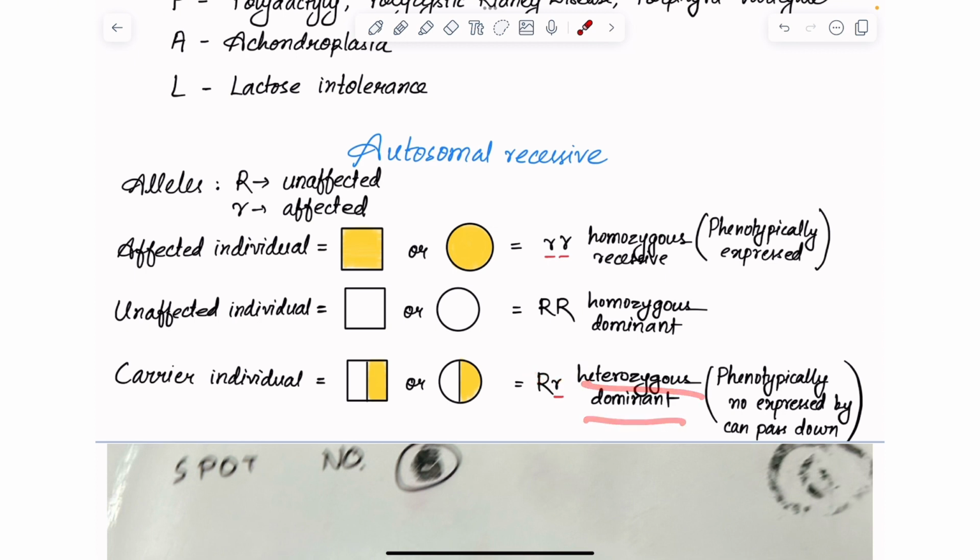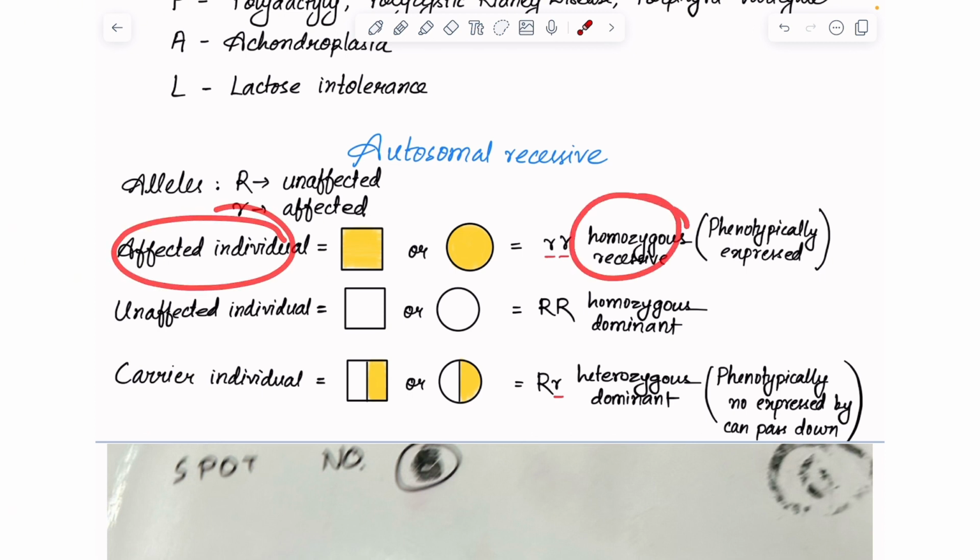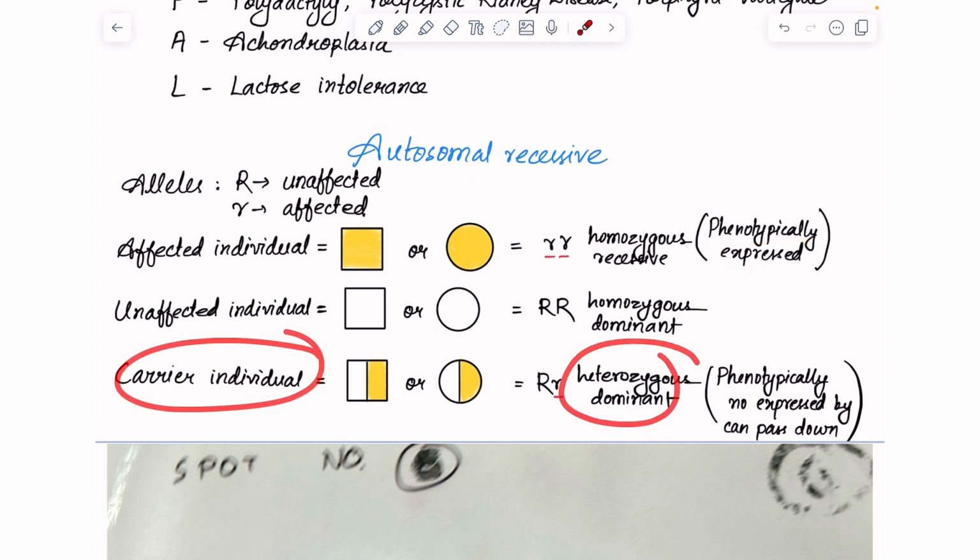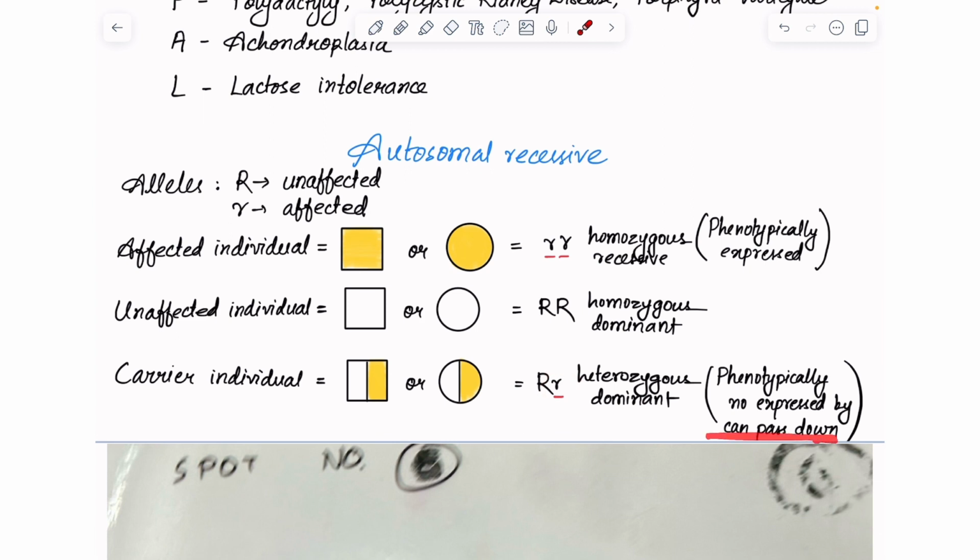This is heterozygous dominant. As I said earlier, carriers are seen in recessive traits. In the case of an affected individual with homozygous recessive, the trait is phenotypically expressed. In the case of a carrier individual with heterozygous dominant, the trait is not phenotypically expressed, but due to the presence of this small r, the allele or the gene can be passed down from one generation to another generation.